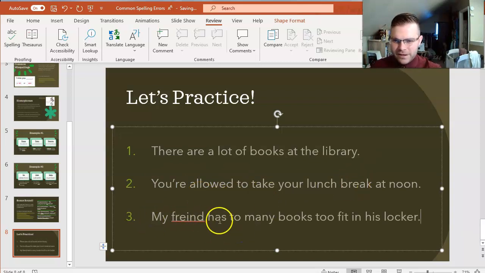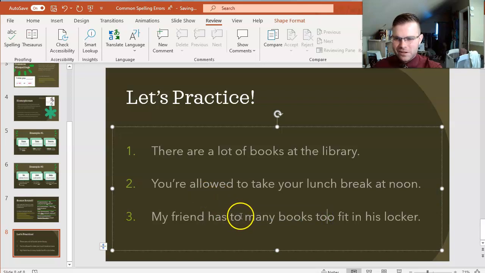Number 3, my friend has too many books to fit in his locker. There's actually 3 spelling errors in this one. Let's fix a simple one first. Friend is I-E, not E-I. And now we have some homophones as well. Too many books to fit in his locker.